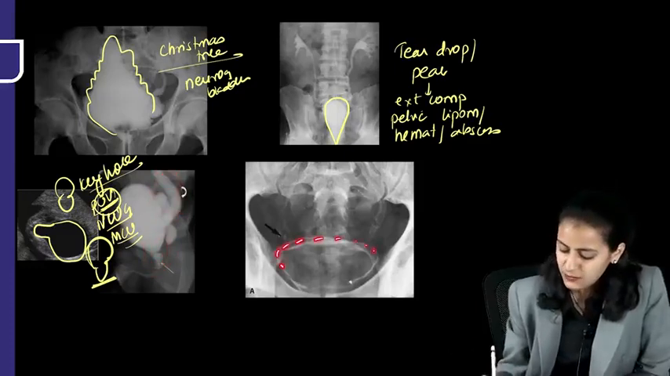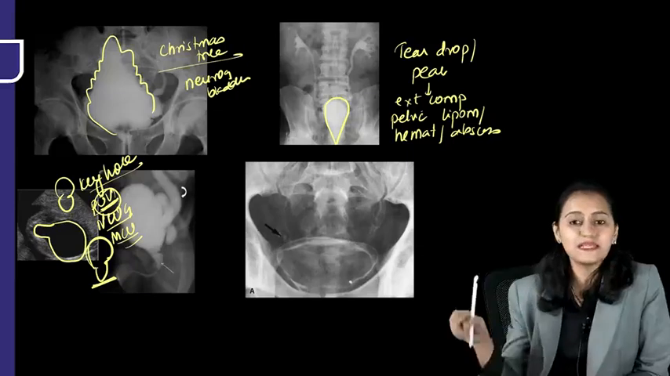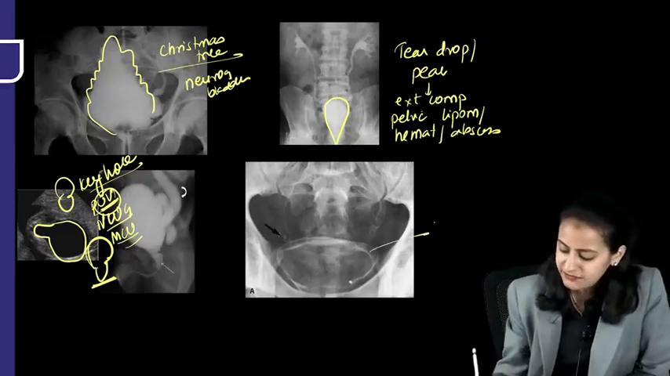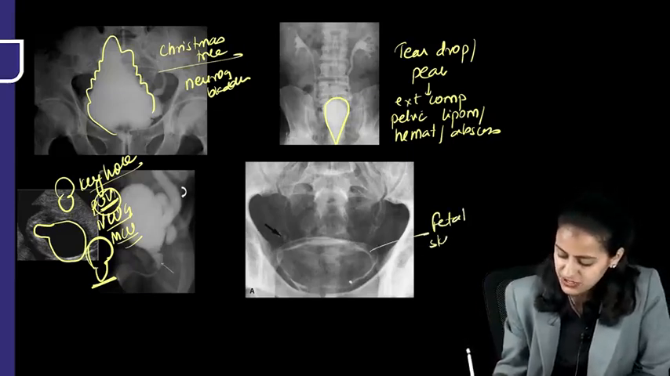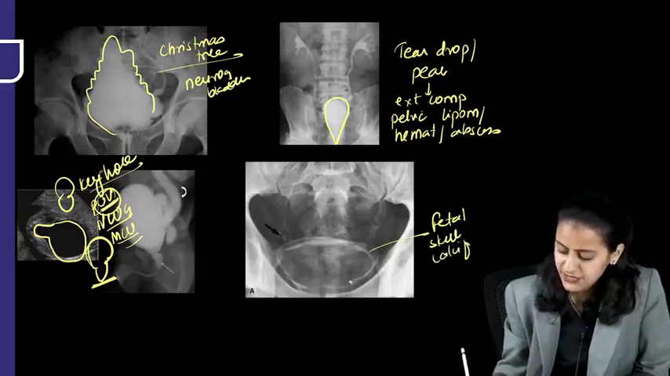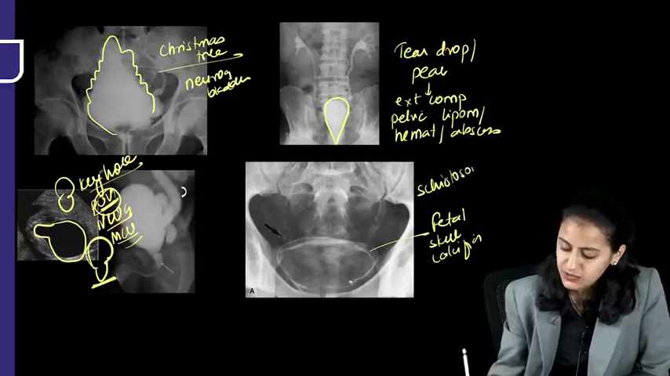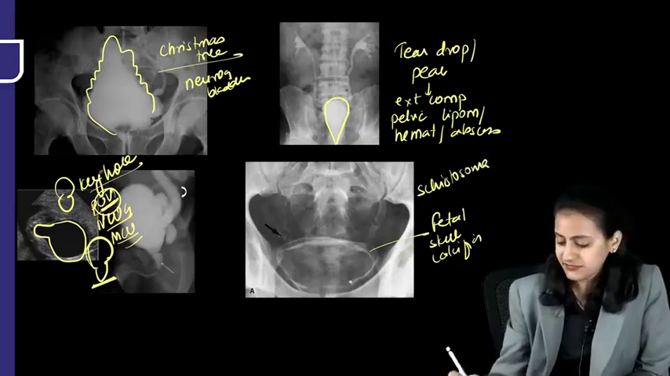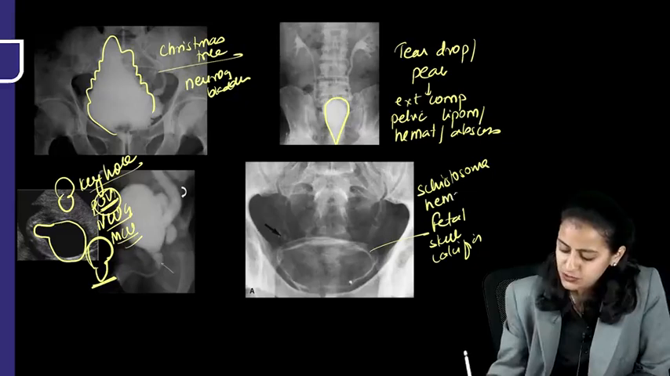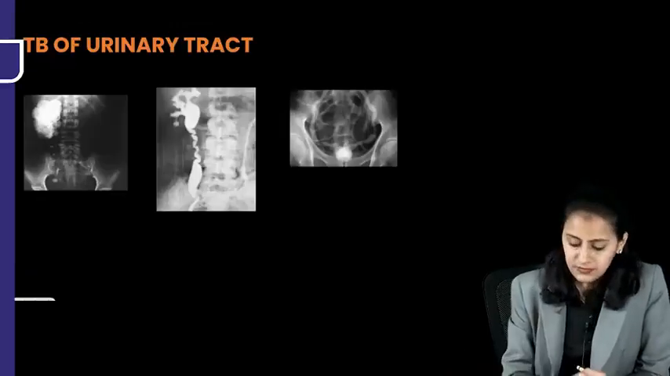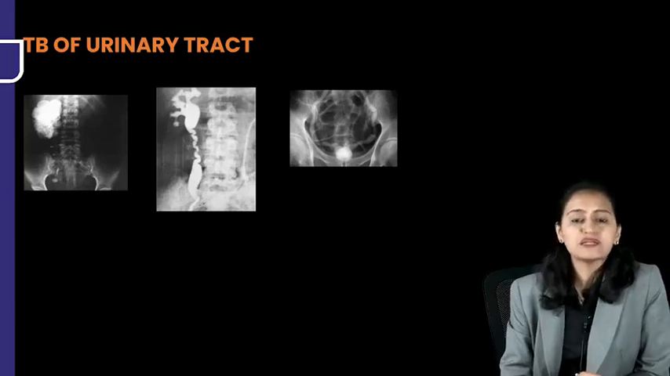This one is the bladder wall showing the calcification, the white wall of the bladder, like the fetal skull calcification. The fetal skull calcification of the urinary bladder is seen in schistosoma. Which schistosoma comes in the bladder? The vesical plexus, schistosoma hematobium. Okay, schistosoma hematobium. Next one, coming to TB of the urinary tract.